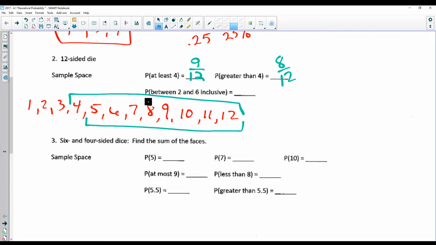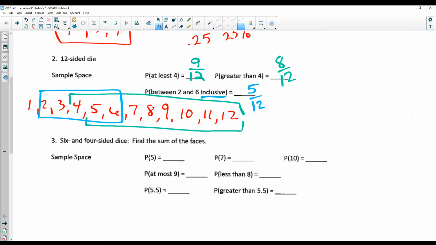They could ask you the probability of getting something between 2 and 6 inclusive. So the inclusive means that you are including the numbers 2 and 6. So that would be this section. So between 2 and 6 would really only be 3, 4, 5. But if they say inclusive, then that means including 2 and 6. All right, so 1, 2, 3, 4, 5. That would be a 5 out of 12 chance.